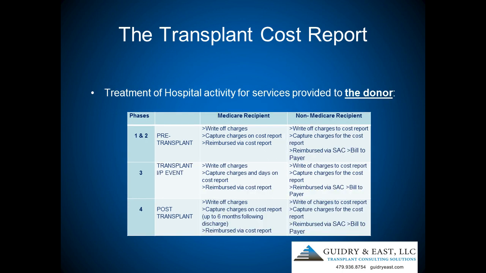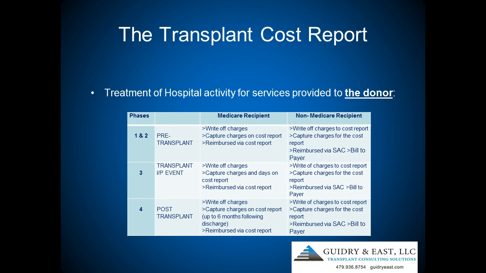For the donor, it varies in a few of the phases. First of all, for a live donor who is donating to a Medicare recipient, for phases 1 and 2, you write off the charges and you capture them on the cost report. The same is true for a live donor donating to a non-Medicare recipient. For phase 3, however, for a Medicare live donor to a Medicare recipient, you would write off the charges and capture the charges and days on the cost report.